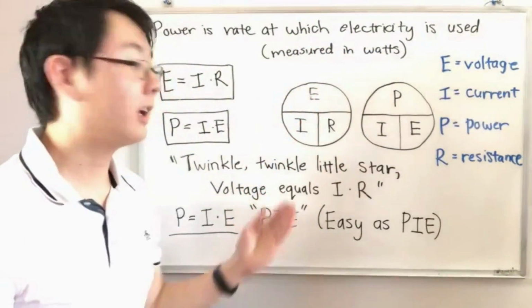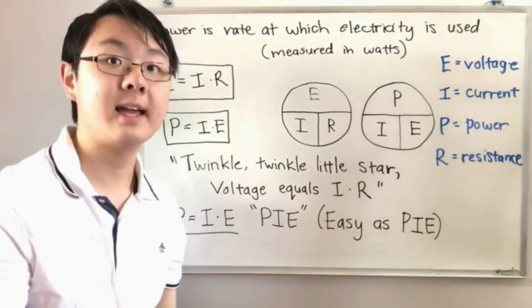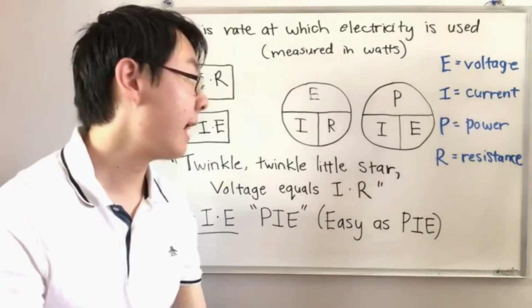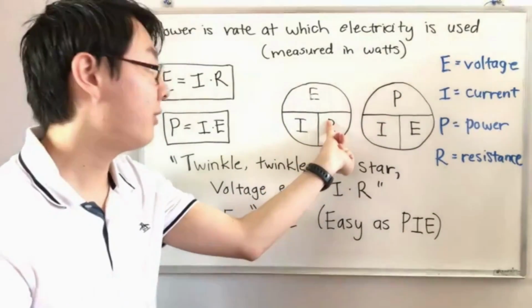So let's try another example here. What if they say that the voltage is 5 and the current is 2, and then they ask for R? Now we're trying to find R, resistance. That's the thing we don't have, we're missing it. So we cover R with our finger. We cover the missing quantity with our finger.